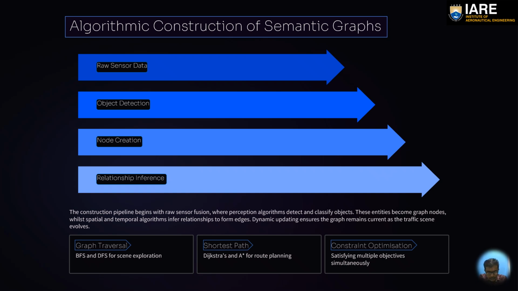For graph traversal, BFS and DFS for scene exploration can be implemented, and after that the shortest path. For the shortest path, Dijkstra's and A* algorithms for route planning can be implemented, and constraint optimization. For that, satisfying multiple objectives simultaneously can be done. Hence, that was all about algorithmic construction for semantic graphs.